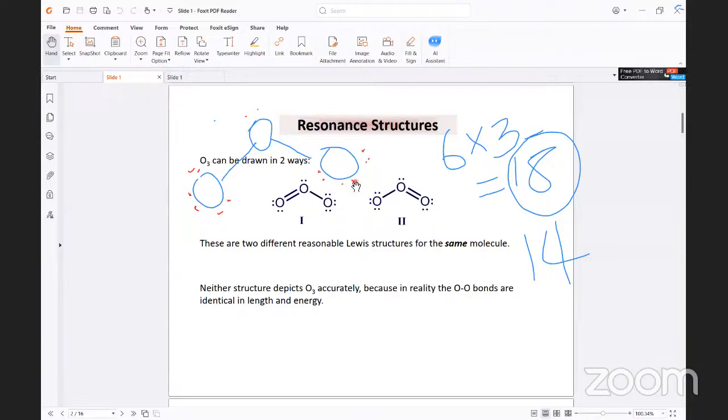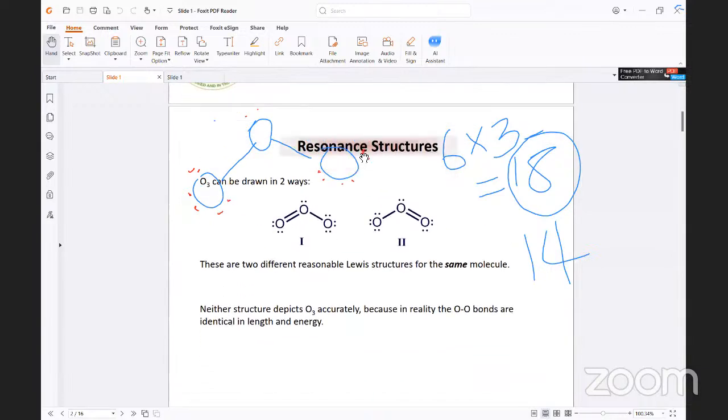1, 2, 3, 4. That is 8 electrons on this oxygen. This oxygen here, then if you count this, 1, 2, 3, 4, 5, 6. So this central oxygen is deficient. And we have already mentioned that once you see a deficient electron system, it means that there is a double bond.